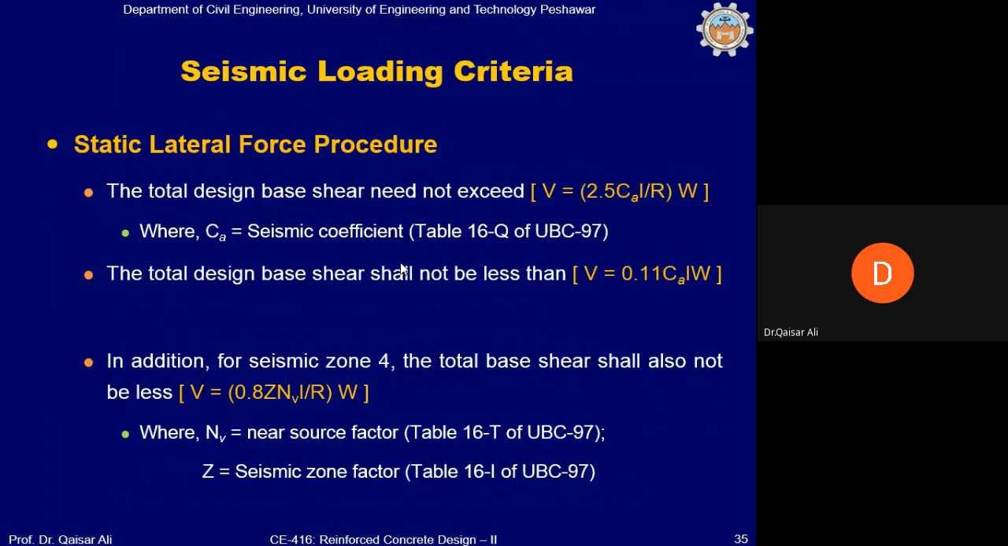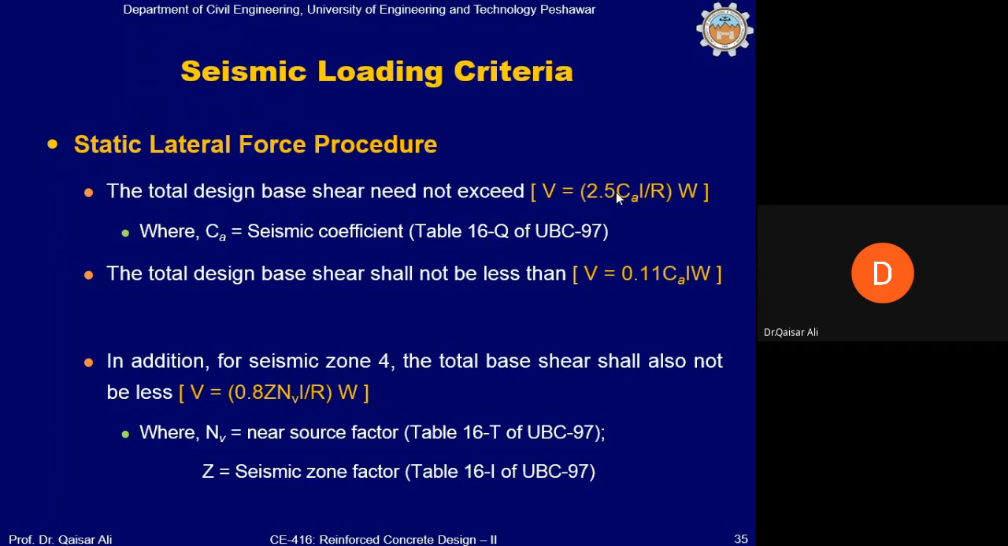The total design base shear, which is explained on the previous slide, shall not be greater than 2.5 CAI divided by R. So this is the maximum limit. If you remember the response spectrum curve, there is a flat portion of the response spectrum curve. Basically, this equation corresponds to that flat portion, because the base shear cannot exceed that flat portion. So 2.5 CAI divided by RW is the maximum limit of the base shear. Once we determine base shear from the previous equation, we also determine base shear from this equation, and the base shear calculated from the previous equation shall not exceed this one.